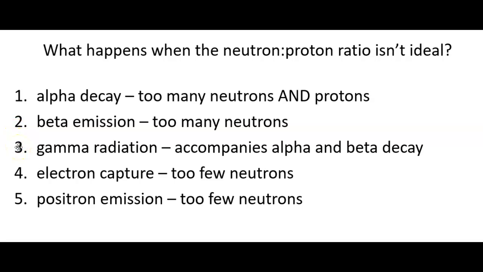Gamma radiation, which is an energy, not a particle, accompanies alpha and beta decay. So if an element's nucleus goes through alpha decay, it will also emit this energy called gamma radiation. If it goes through beta decay, it will also emit this energy called gamma radiation. And if you have too few neutrons, your nucleus might go through electron capture or positron emission. So that's just a bit of a review and then an introduction of what we're going to discuss in lesson 802, radioactivity and half-life, in more detail.